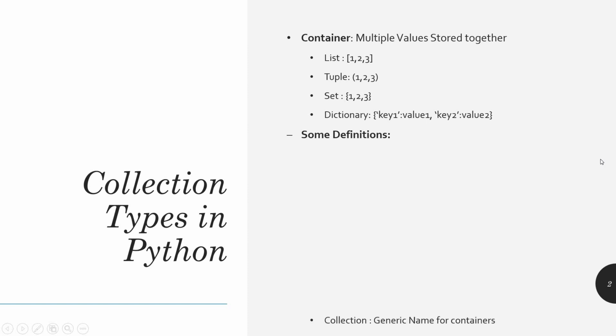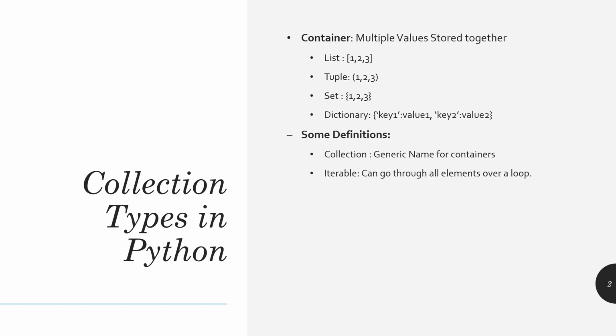Now let us understand a few definitions. The first definition is related to the collection. What is a collection? A collection is a generic name for the containers. So we say list is a container, tuple is a container, set is a container, dictionary is a container, but overall we can say that these are the collections. So list, tuple, set and dictionary are all collections. The type of container could be different, but for every type of container, one generic word is given, which is known as the collection.